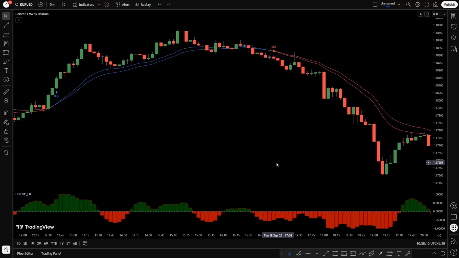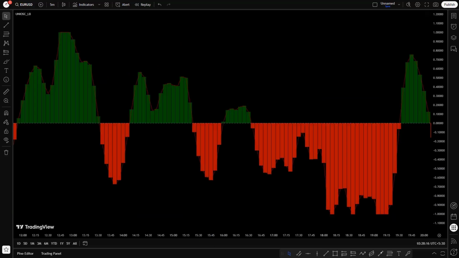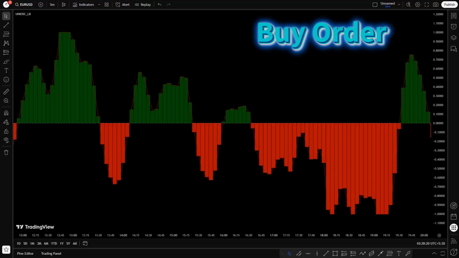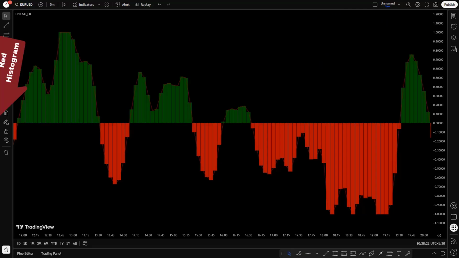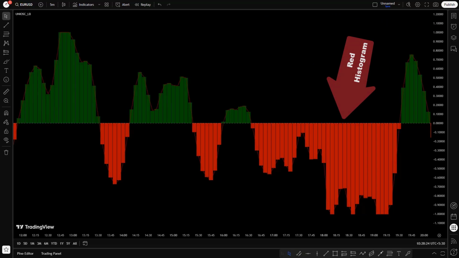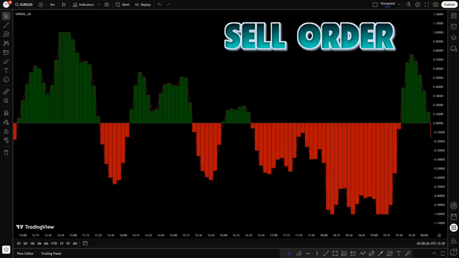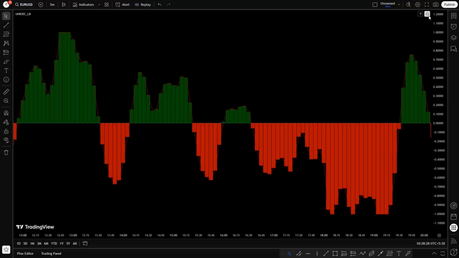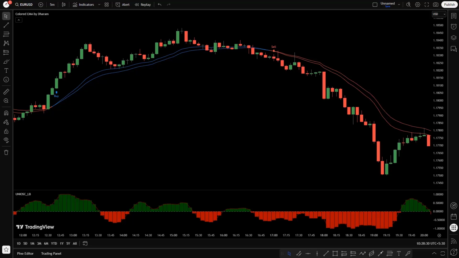Now let's learn how to use this indicator. When the Ehlers Universal Oscillator indicator forms a green histogram, we need to place a buy order. And when the Ehlers Universal Oscillator indicator forms a red histogram, we need to place a sell order. Let's now use both indicators together.